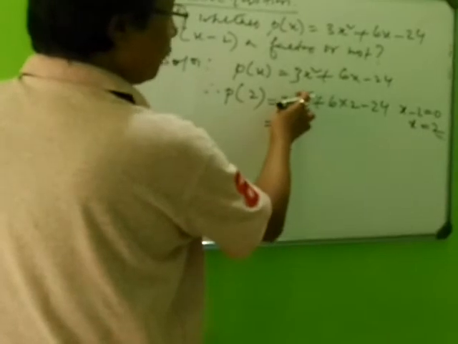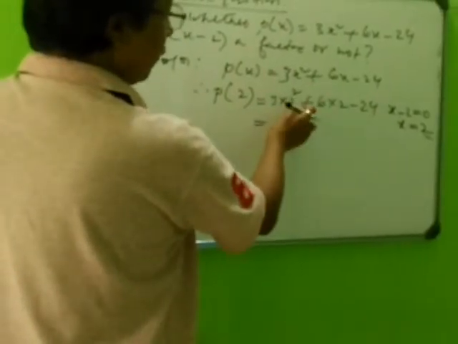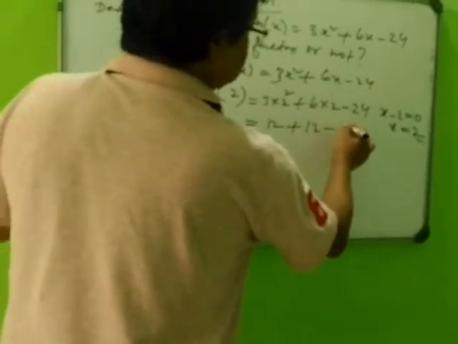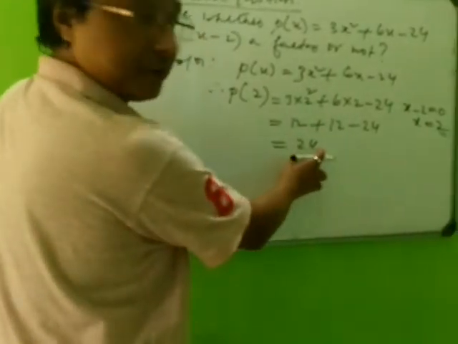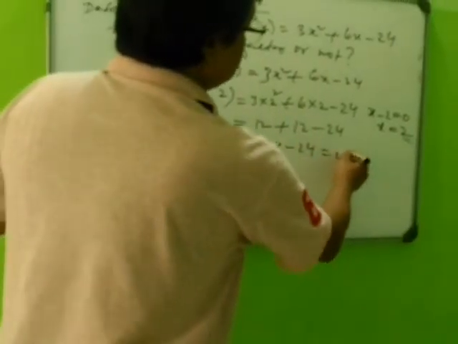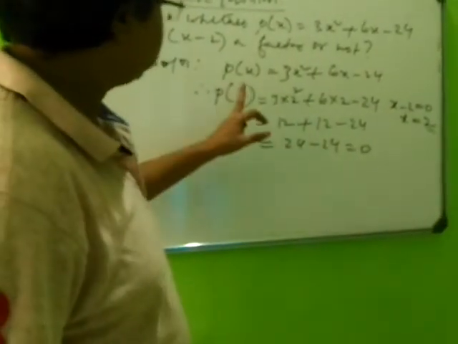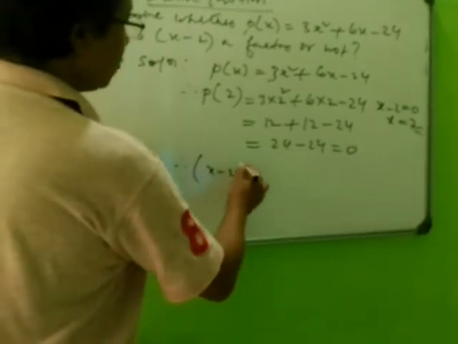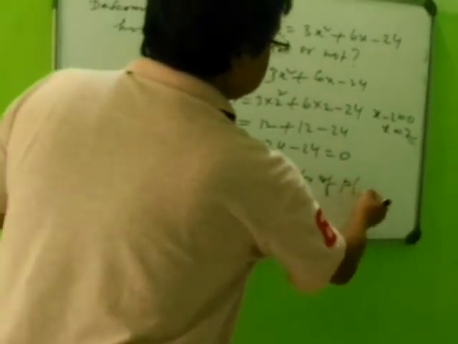So 2 square is 4, 4 into 3, 12. 6 into 2, 12 minus 24. So you got 12 plus 12, 24 minus 24. So you got 0. That means this 0 implies remainder. So since the remainder is 0, therefore x minus 2 is a factor of p of x.